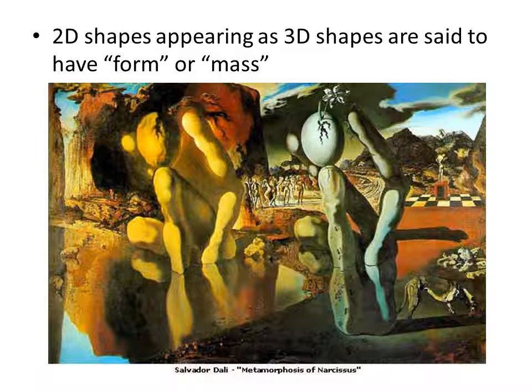So you can see that the replication of shapes here, the hand holding the egg is the same shape as the human figure crouching over their knee. But the way that Dali has rendered them shows them to have form or mass that helps them to appear as very different objects.